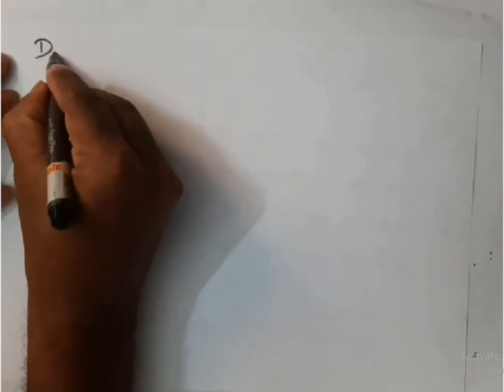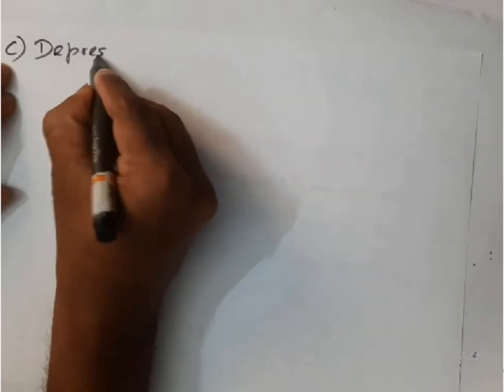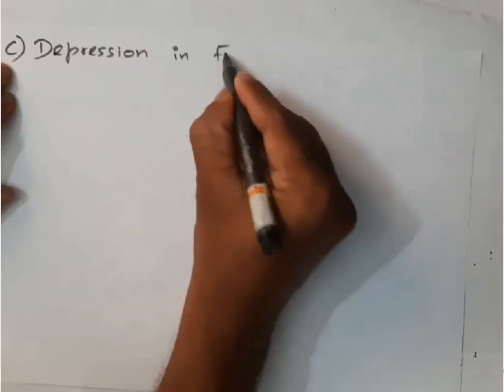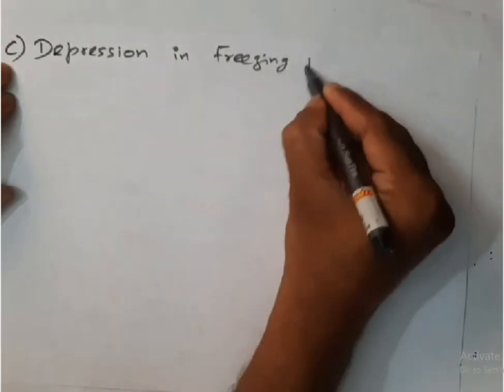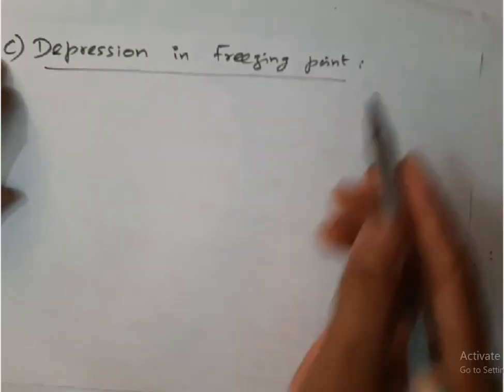Now, let me go to the next one, called depression in freezing point. Next colligative property: depression in freezing point.